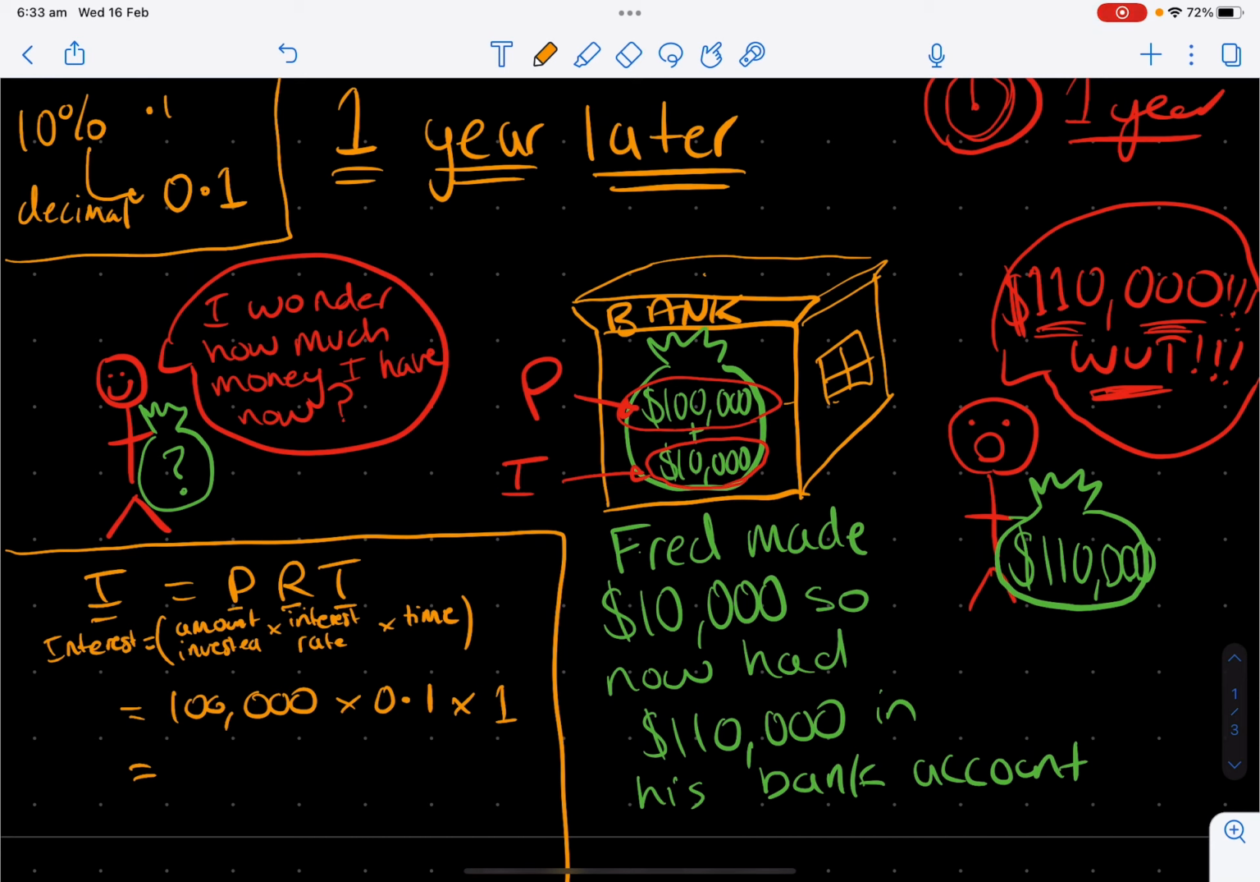We then calculate this, and when you put this in your calculator, you should get $10,000. So that is the amount of interest that Fred earned. Now please note that the amount of interest Fred earned isn't $110,000. This is the principal plus the interest. So there we are. There is a quick tutorial of the formula interest equals principal times rate times time.